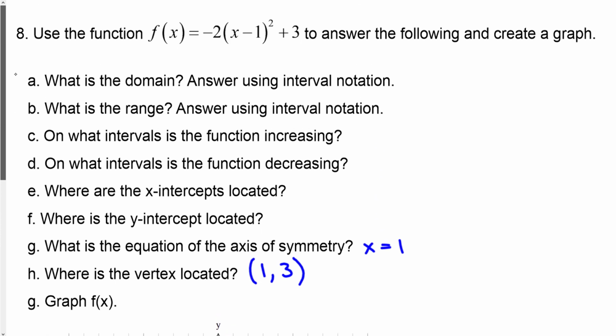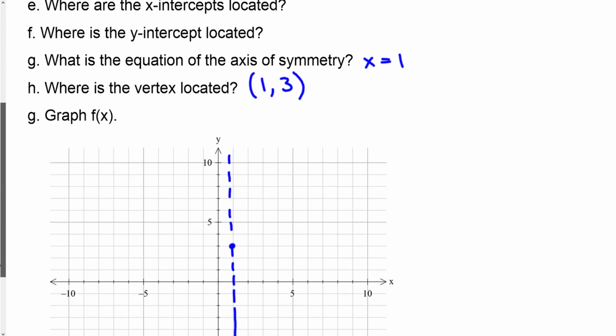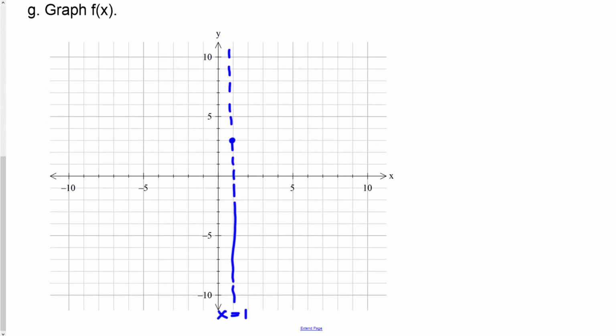So the y-intercept, if you're in general form, is easy to come up with. You just take the constant. If you're in this form, however, you have to evaluate f of 0. So let me scroll down a bit, and I'll use this part for some scratch work. So the function is f of x equals negative 2 times x minus 1 squared plus 3.